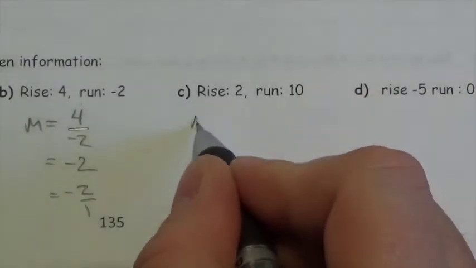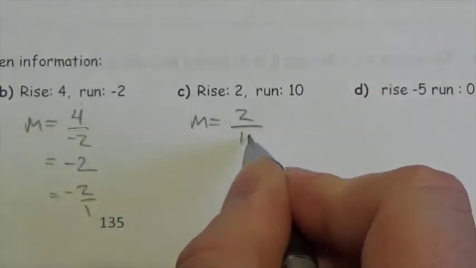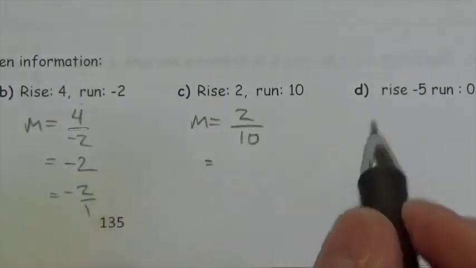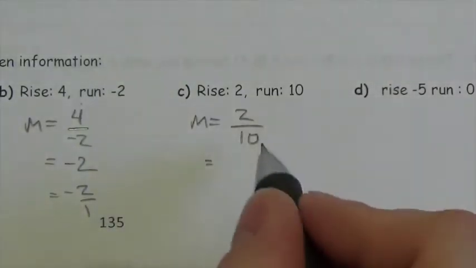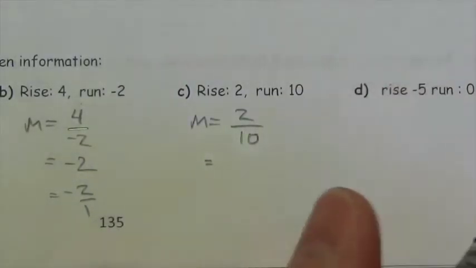For this next one here, slope is equal to rise over run. Okay, this is just a matter of simplifying it. Notice that numerator and denominator are both even, so I can cancel out the 2's here. I can divide out the 2's.